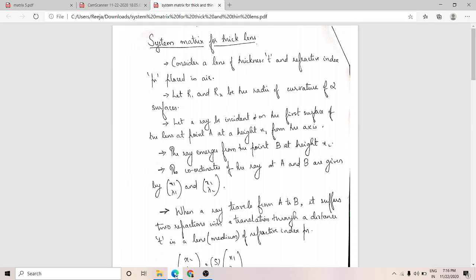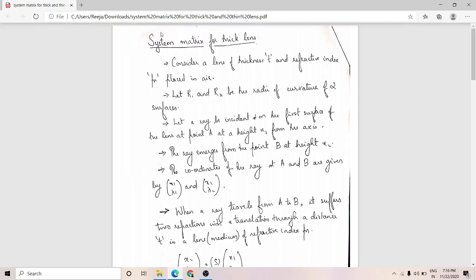Hi students, in this session we are going to deal with the system matrix for thick lens and the system matrix for thin lens. After deriving the equation for the system matrix for thin lens, we go on to derive the lens maker's formula. So let us begin with the system matrix for a thick lens.